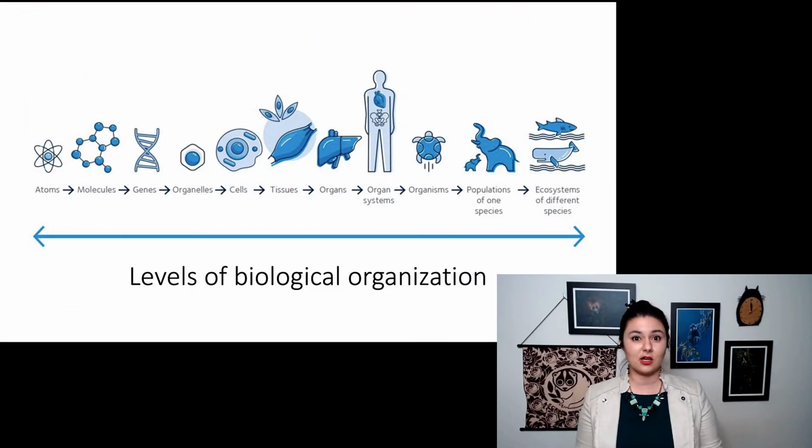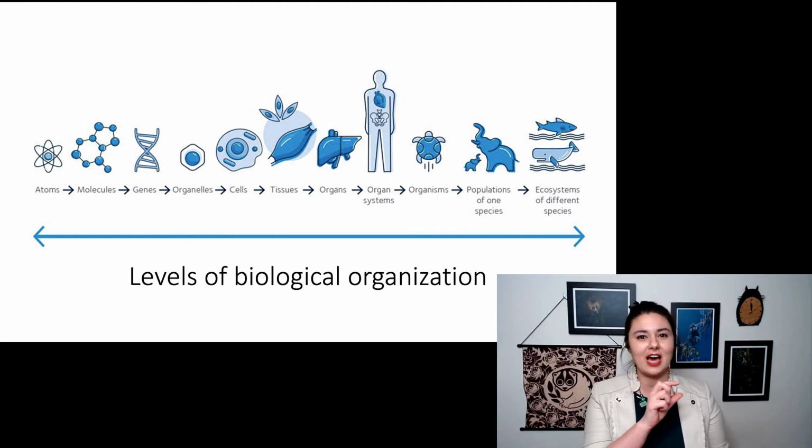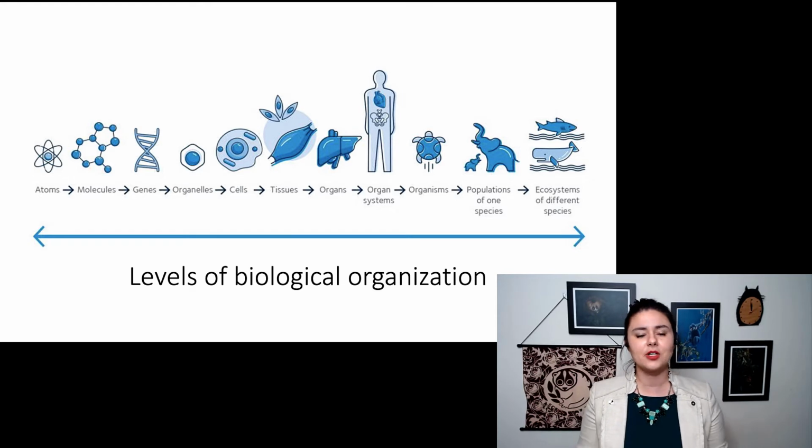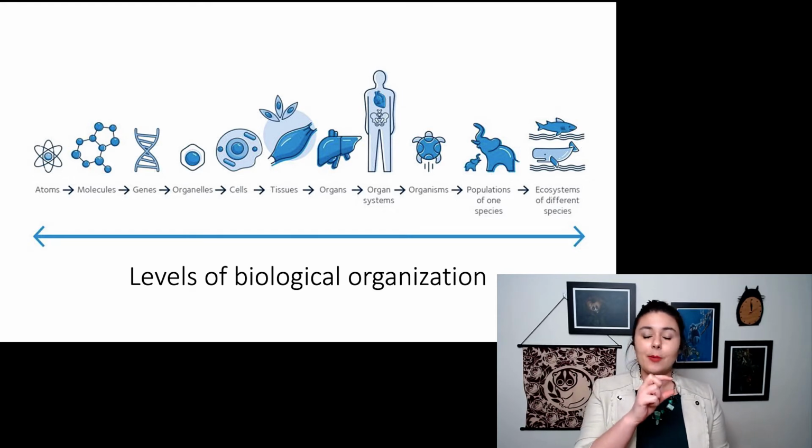Time for one of my very favorite things, the levels of biological organization. So as you can see here, we start from really, really small. We start with the little level of the atom. You can even go smaller than that on the subatomic parts, but normally we start here. But if you put a bunch of atoms together, then you get a molecule.